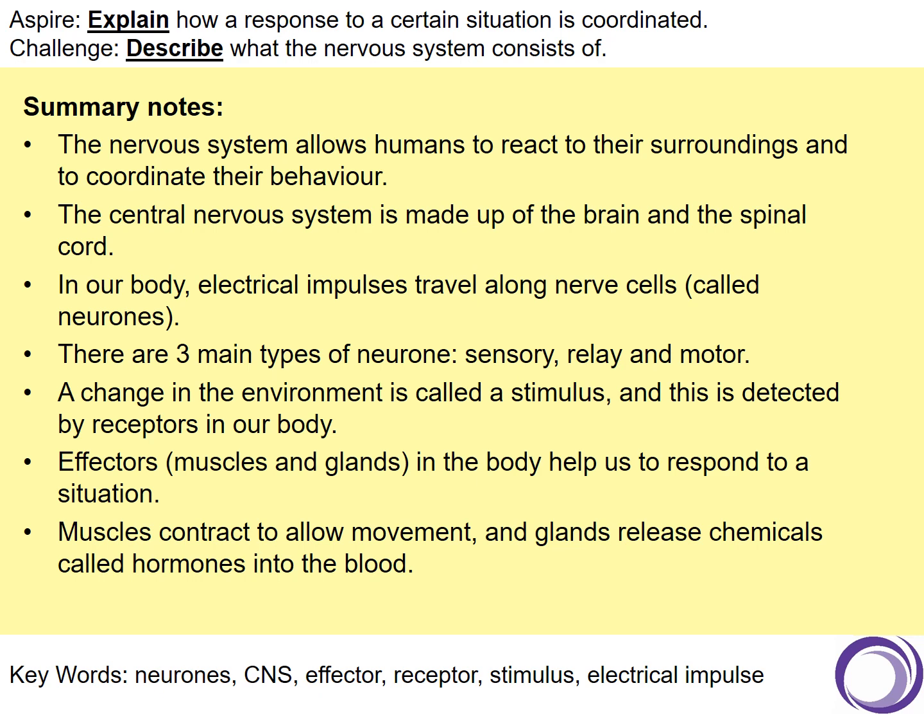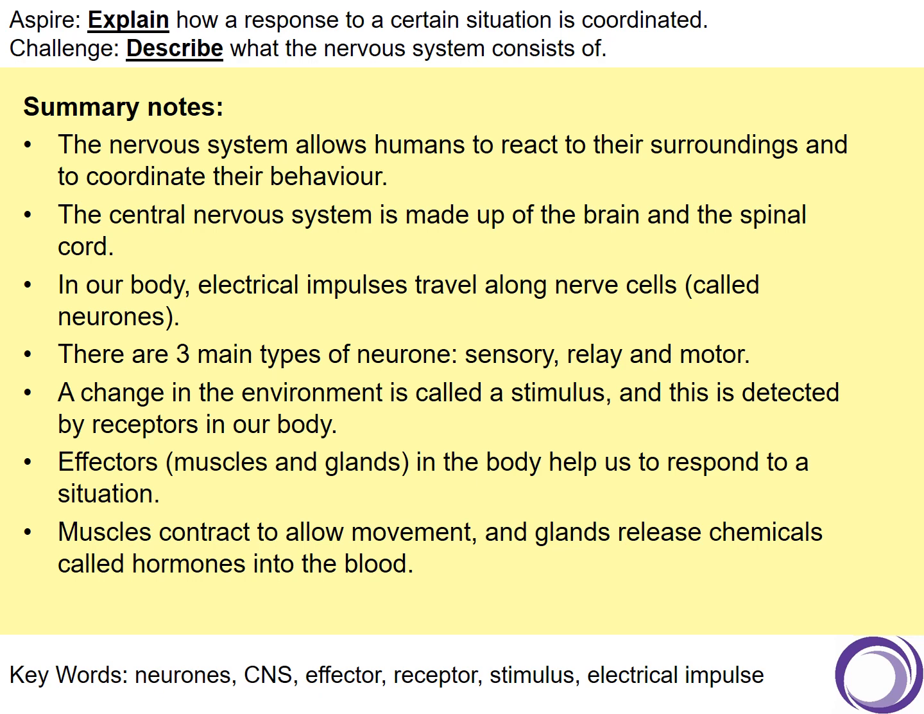So the notes are, the nervous system allows humans to react to their surroundings and to coordinate their behaviour. The central nervous system is made up of the brain and spinal cord. In our body, electrical impulses travel along the nerve cells, which are called neurons. There are three main types of neurons: sensory, relay, and motor.